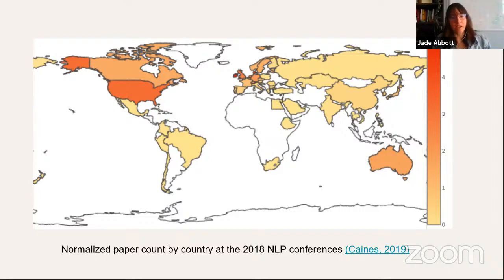And so here's a more recent picture made by Andrew Keynes, which is looking at the normalized paper count by country at the 2019 NLP conferences. And so we felt there was this dual issue. African languages weren't represented and African researchers also weren't represented. And that kind of points to something.